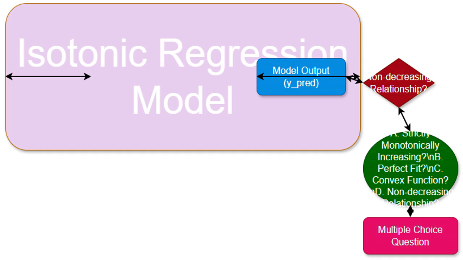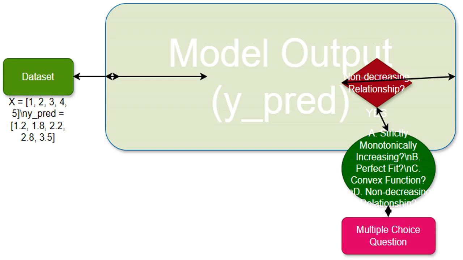This is what isotonic regression guarantees. I observe that this is indeed true. As x increases, y_pred either increases or stays the same. It never decreases. This confirms a key characteristic of isotonic regression.